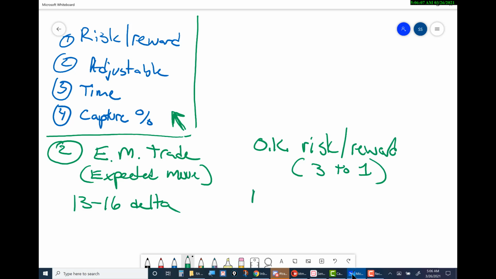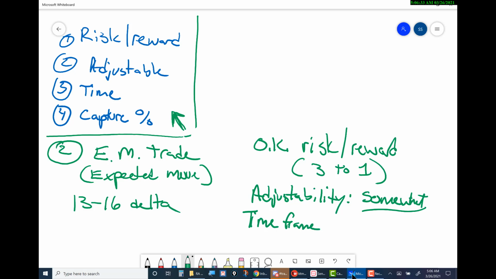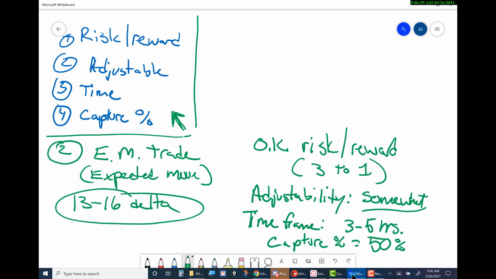Okay, adjustability. This trade is somewhat adjustable. It is an adjustable trade. It's not the easiest trade to adjust, but it is adjustable. Okay. Time frame, how long would you need to be in this trade to garner a sufficient ROI? Time frame on this type of a trade should be 3 to 5 hours. 3 to 5 hours to capture 50%. Okay? So this is an expected move range trade, about a 13 to 16 delta.